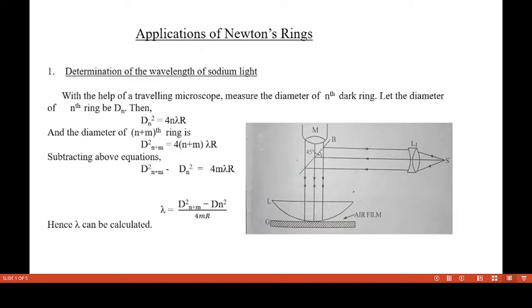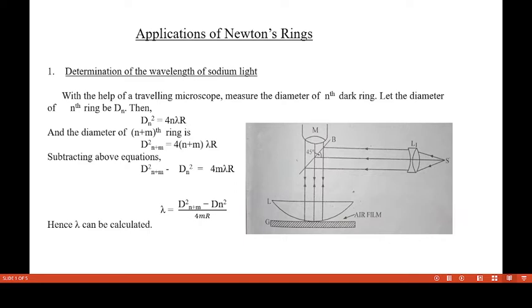With the help of a traveling microscope, measure the diameter of the nth dark ring. Let the diameter of the nth ring be dn. Then dn square equals 4n lambda R. You have already seen this expression for dark ring in the case of reflected light.